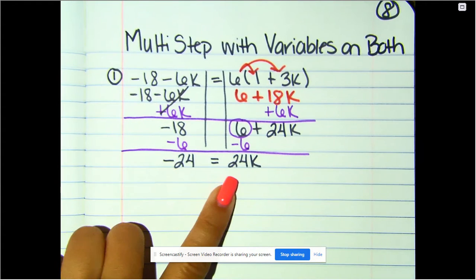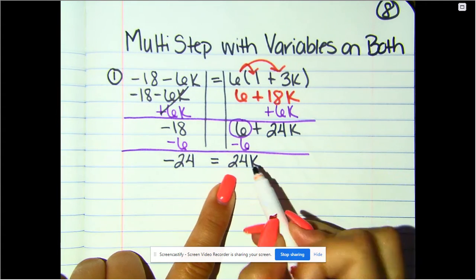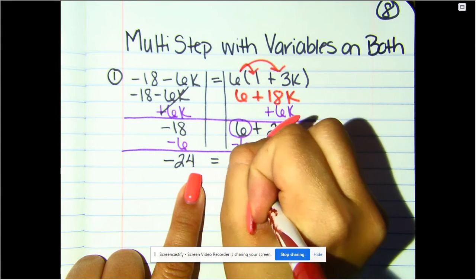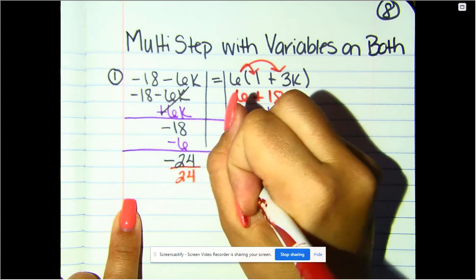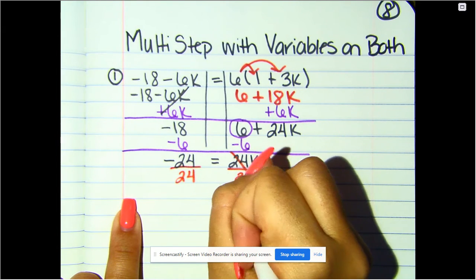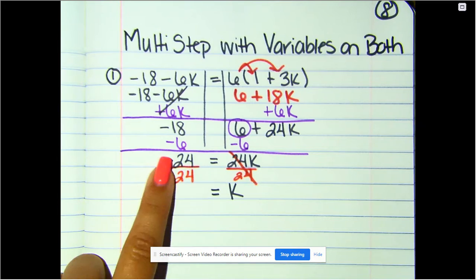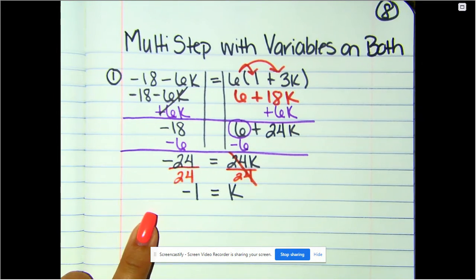Now I'm not finished yet because I still have a coefficient in front of k. The operation here is multiplication, so I'm going to divide by 24. 24 divided by 24 cancels, so that's 1k. And in 8th grade math 1, we just list that as k. We take the invisible 1 away. And negative 24 divided by 24 is negative 1. So your answer is k equals negative 1.